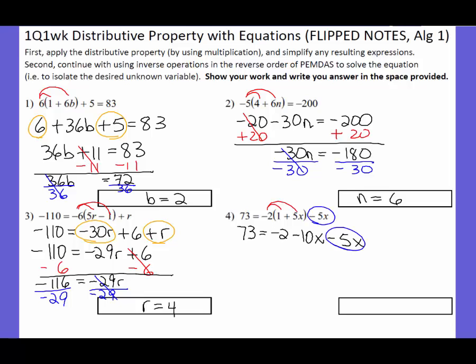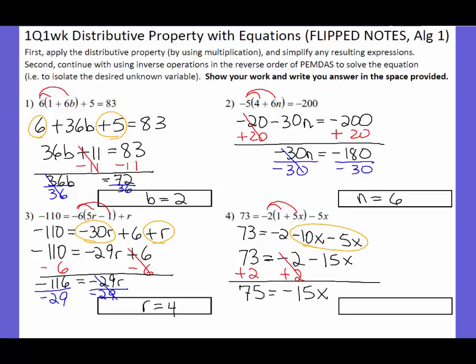On number 4, we use the distributive property. We combine like terms, and this gives us 73 equals negative 2 minus 15x. Solving for x, we add 2 to both sides. We subsequently divide both sides by negative 15, and we have our answer, x equals 5.